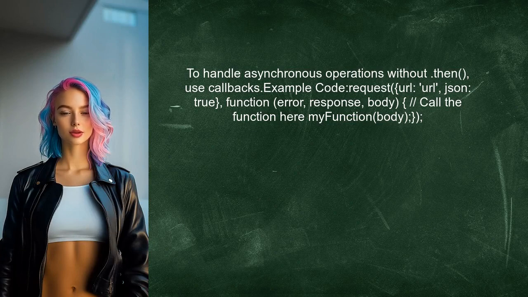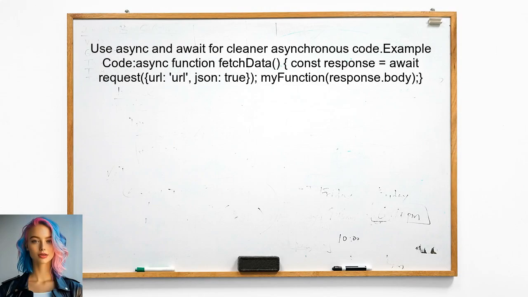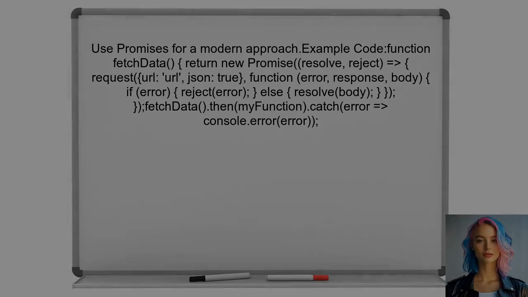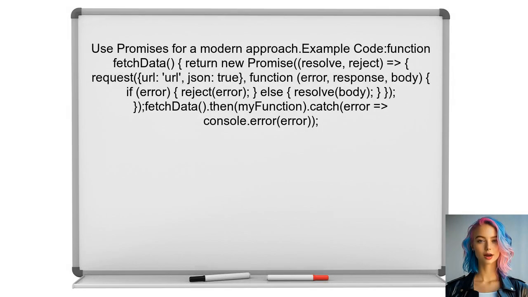This involves passing a function as an argument to be executed once the asynchronous operation completes. Another alternative is to use the async and await syntax. This allows the user to write asynchronous code that looks synchronous, making it easier to read and maintain. The user can also consider using promises directly.